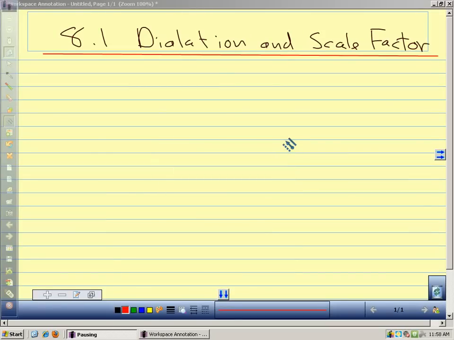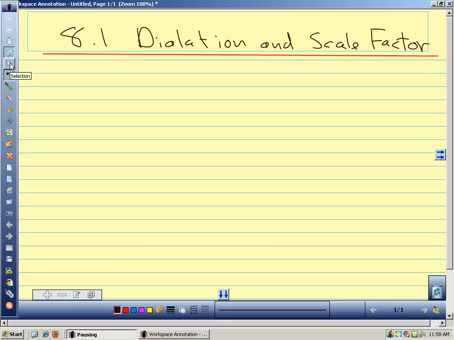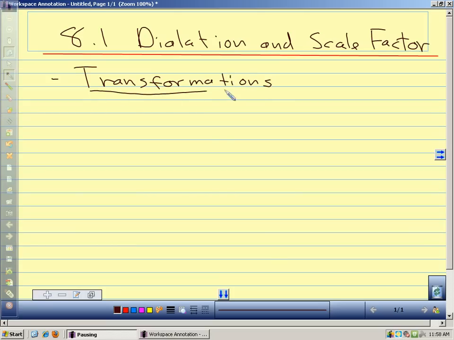So we're going to talk about dilation and scale factor today. During first semester, way back in first semester, we talked about some transformations. And we talked about three different kinds in first semester. We talked about a translation. We talked about rotation. And we also talked about reflection.